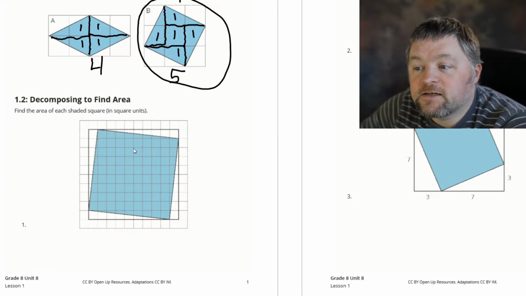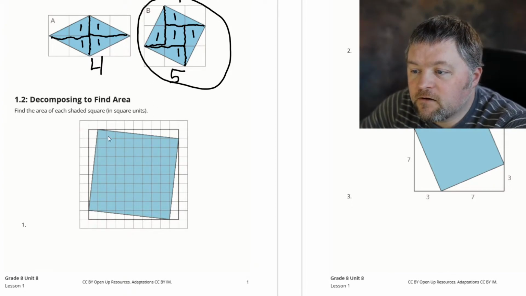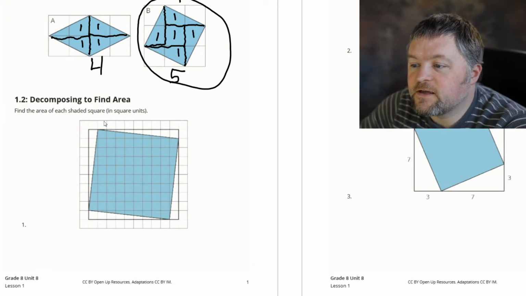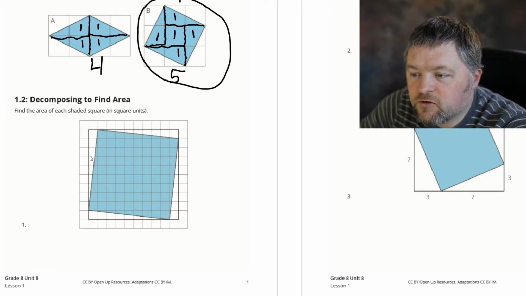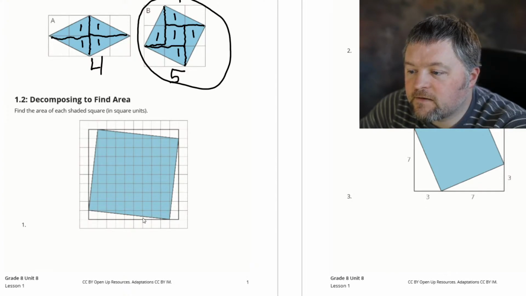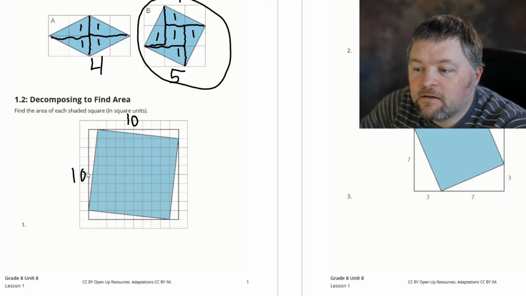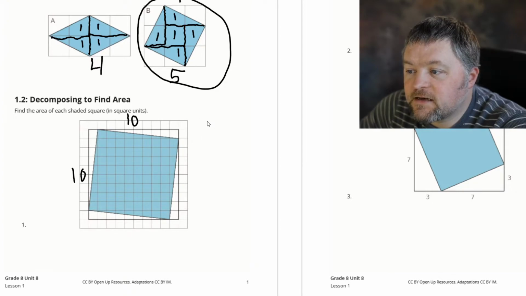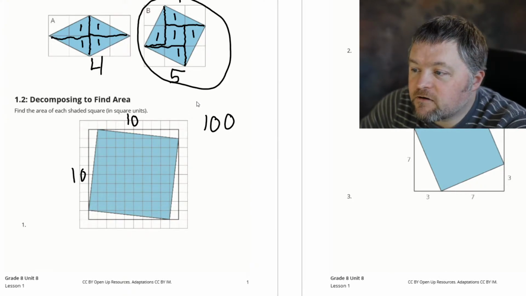So we can do a couple things here. We can break up this square in a similar manner to what we did over here, or we can find out the area of this whole box. This outer box has a side length of 1, 2, 3, 4, 5, 6, 7, 8, 9, 10 by 1, 2, 3, 4, 5, 6, 7, 8, 9, 10. This outer square is 10 by 10. The area of that is then 10 times 10, which is 100. That's the outer square.